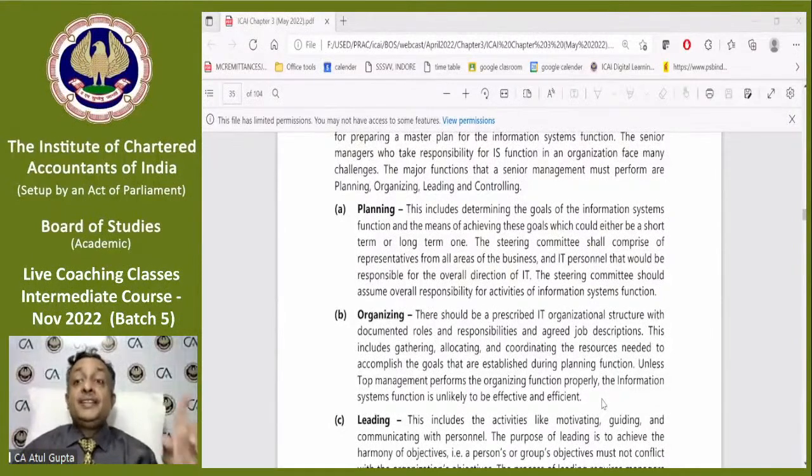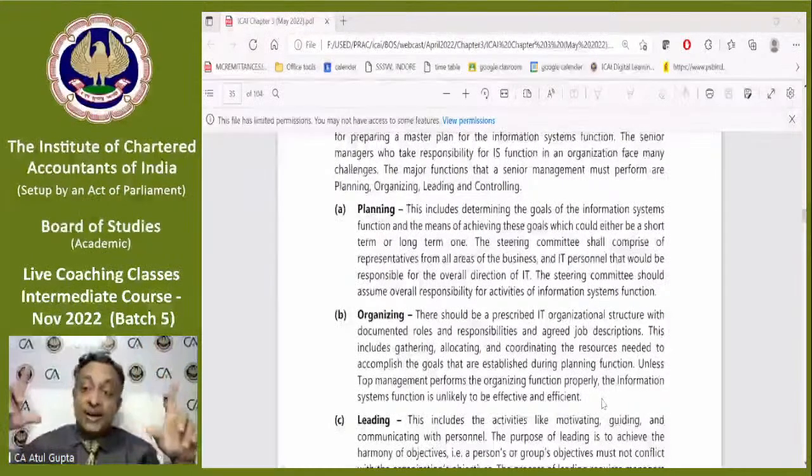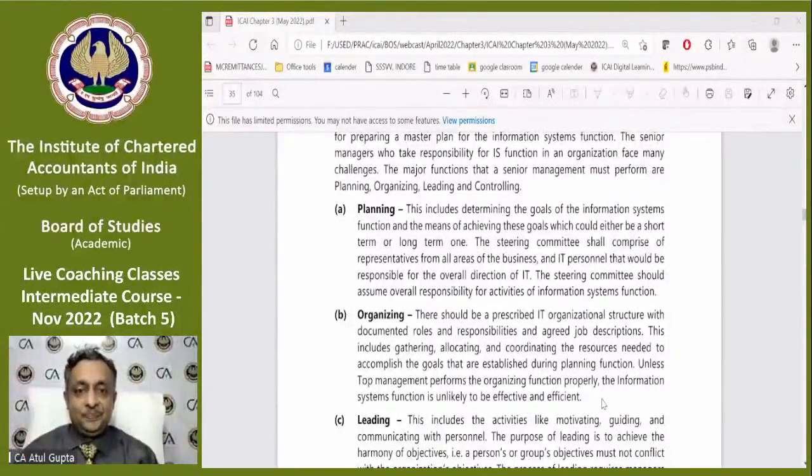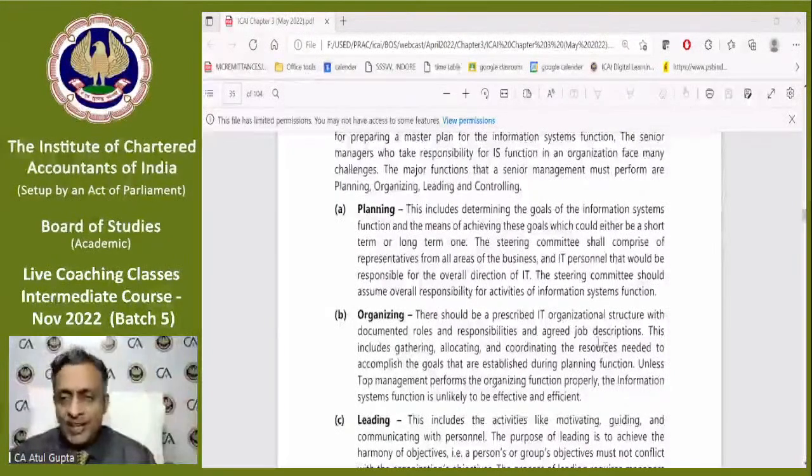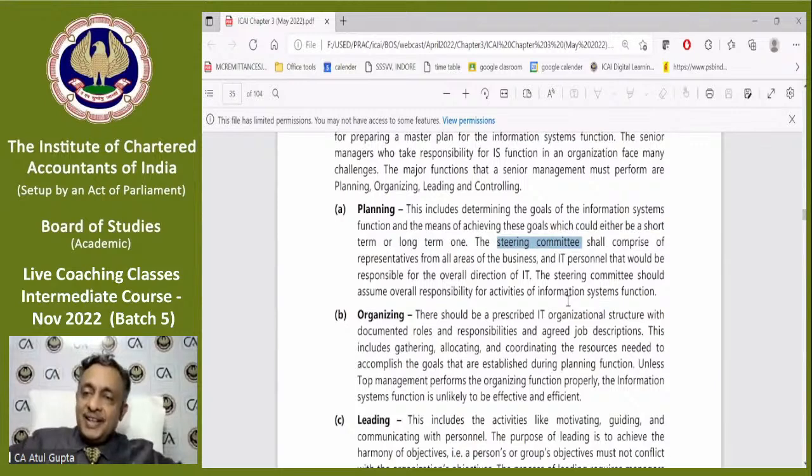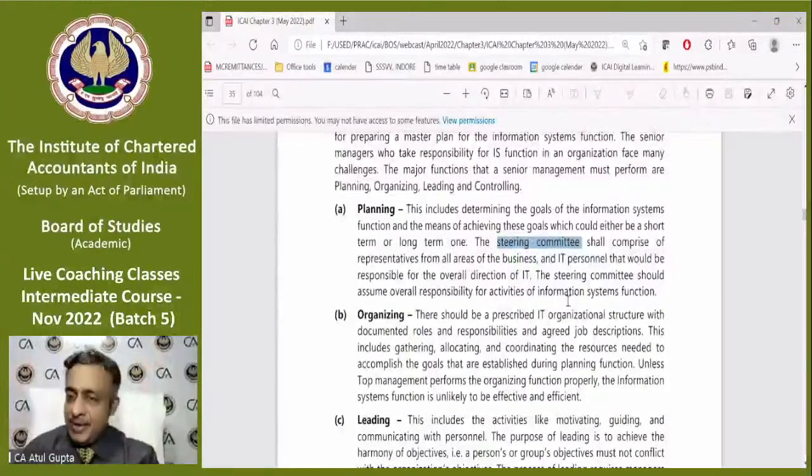Planning includes determining the goal. So when you write planning about video coaching class, you need to write the goal, the long-term purpose. And to achieve this goal, the organization creates something very important for system development. Please carry this word: steering committee. It is a committee that carries the project ahead. So you are writing the planning idea, the purpose for the VCC Institute. Simple lines.